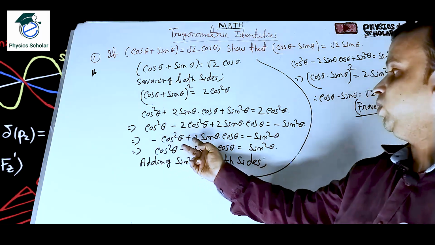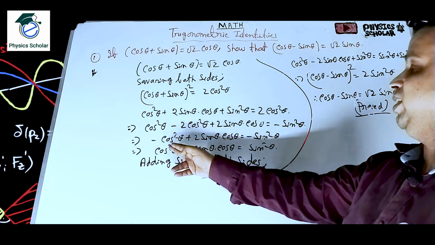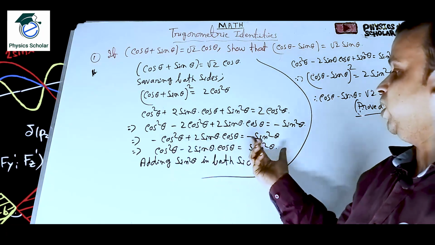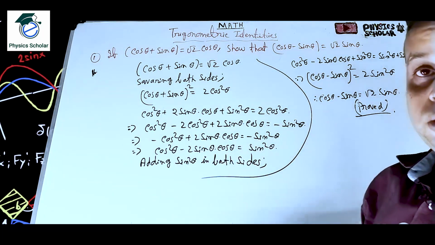Then it is minus cos square theta plus 2 sin theta cos theta is equal to minus sin square theta. Now we are changing the sign. Clear? Cos square theta minus 2 sin theta cos theta is equal to sin square theta. Now on both sides we are adding sin square theta. Why? To make it 2 sin square theta and to make it the cos theta minus sin theta whole square formula.